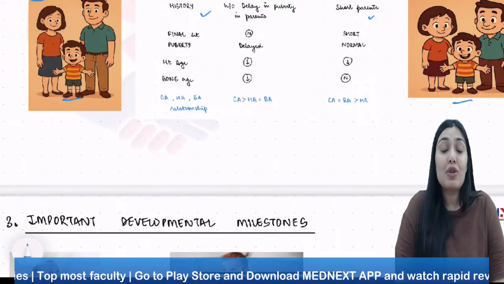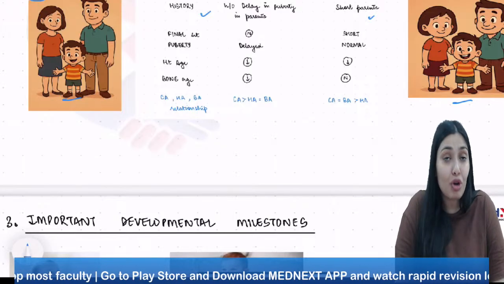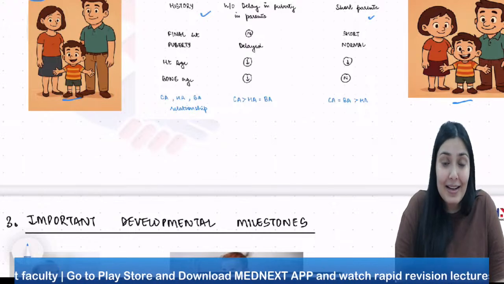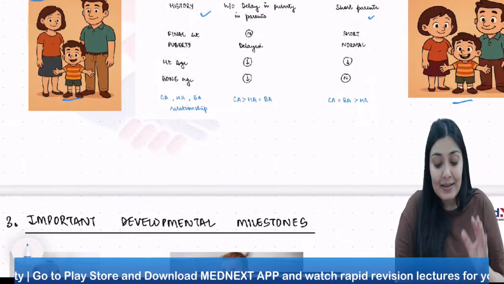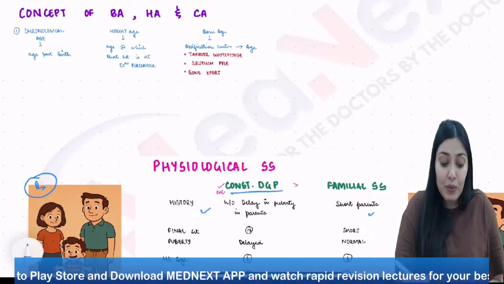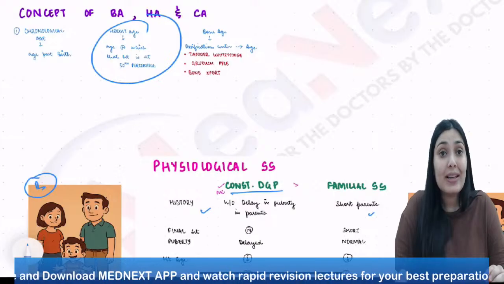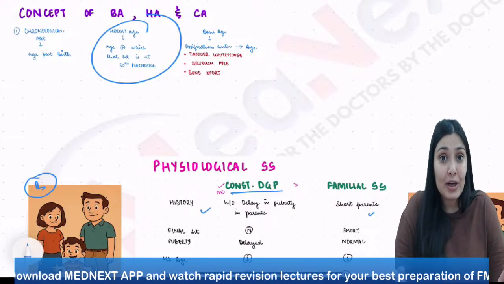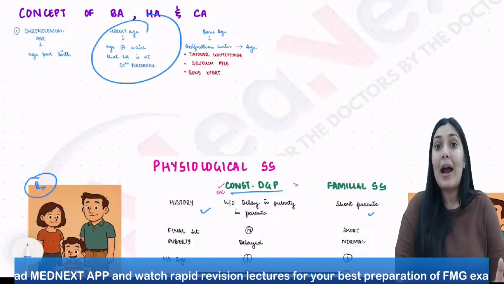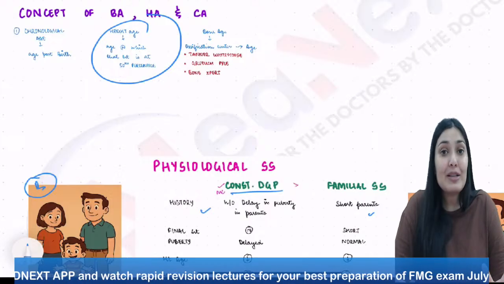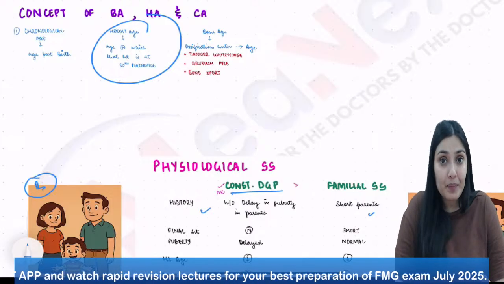Then comes the concept of height age, bone age, and chronological age. What is height age? Height age is the age at which that height is at the 50th centile. What do I mean by that? We know at birth 50 centimeters is the normal height of the newborn, right?